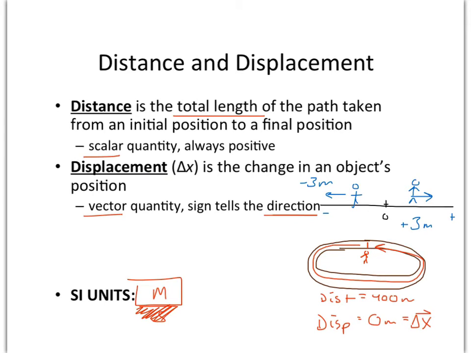Meters is a standard unit of length or distance or displacement that we use in the metric system. Okay, you can convert that to kilometers or centimeters if you want, but meters is going to be the primary unit of length that we use.